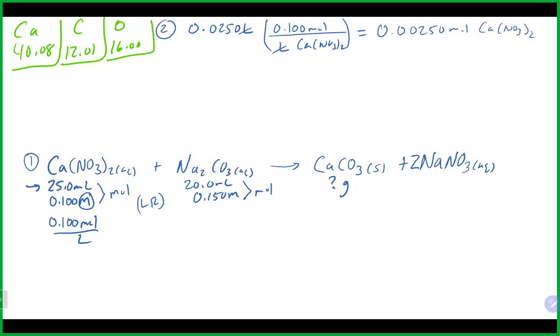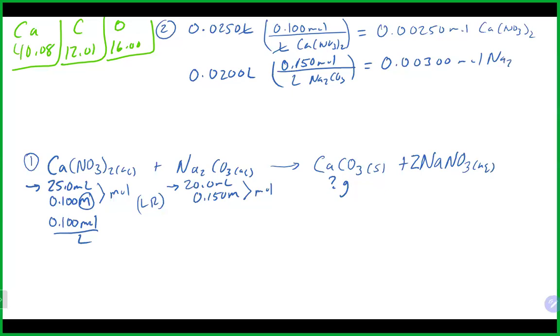We'll do the same thing here for our other one. We're also going to convert this into liters by dividing by 1,000, or move the decimal place 3 places to the left, 0.02 liters. Also going to get rid of the big M there and convert it into a usable conversion factor, 0.15 moles per liter of our sodium carbonate. And that's going to give us 0.003 moles of sodium carbonate.